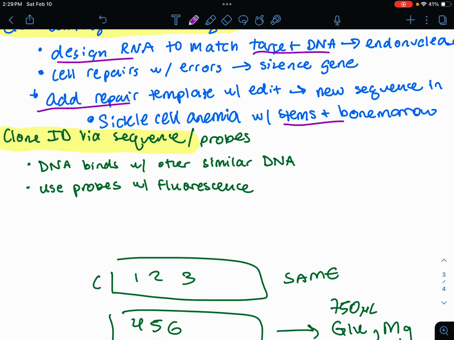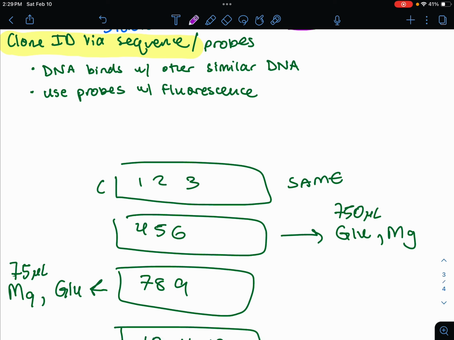We could also use clone identification via sequence and probes. So colonies will be grown on agar first, and then you're going to be creating a replica of the colonies on a nitrocellulose filter. The cells are lysed and the DNA is baked onto the filter. So we have this agar with all these colonies. Then we're going to have a replica on this nitrocellulose. So I'm just going to draw X's to show it's like a replica of it. Then you're going to have lysis of the cell, so that's why there are X's there. And the DNA is going to be baked onto the filter.